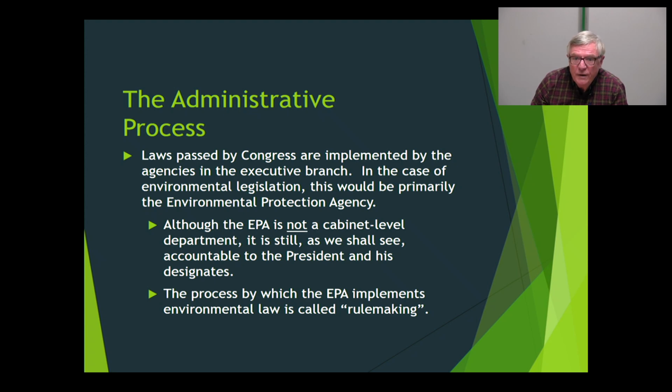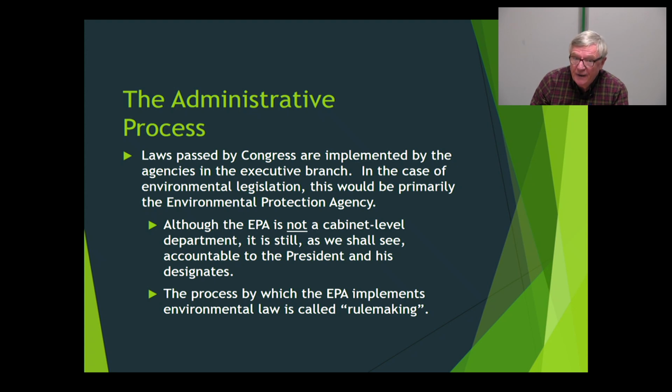So we need to understand not just what those laws are and what they require and how they operate and what their justification is. We also need to know how they're carried out, how they are administered. And as I hope to demonstrate here, part of the legal context of environmental law and sustainability is the administrative process itself and a variety of very interesting and complex factors.